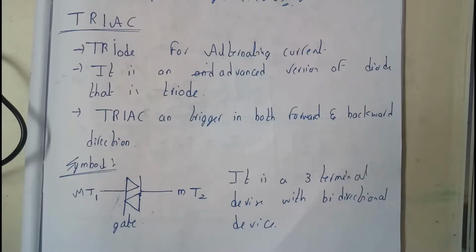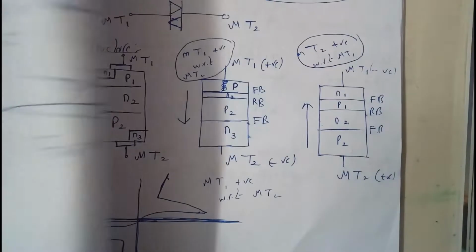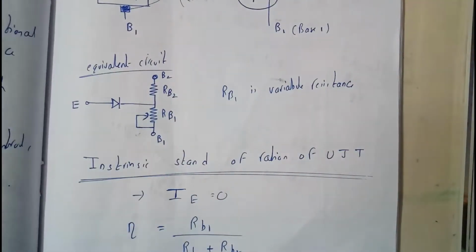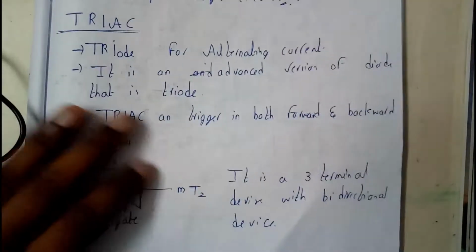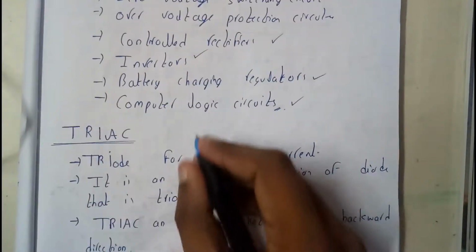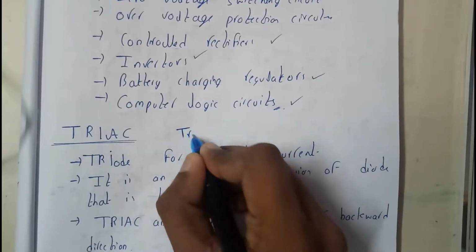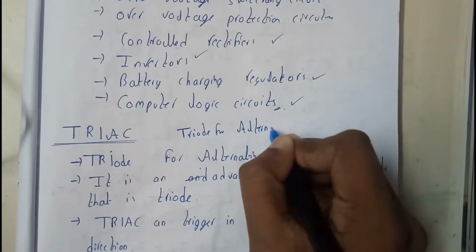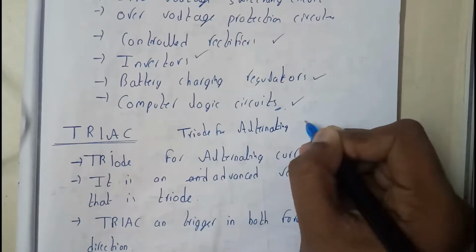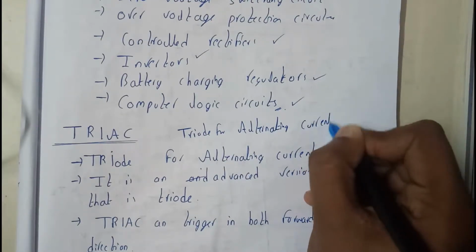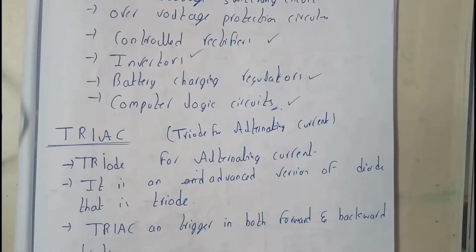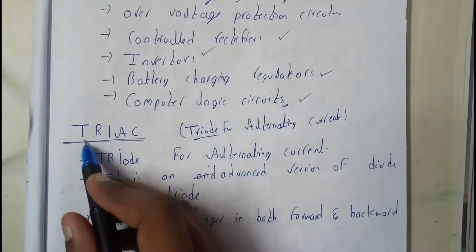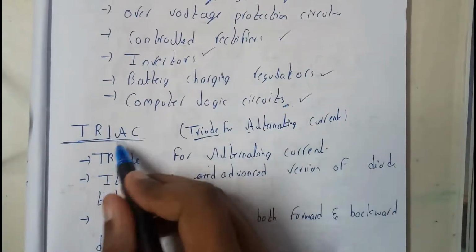So I hope everyone is familiar with this word. Basically, triac is nothing but triode for alternating current. I think I didn't write it here. So it is a triode for alternating current. You need to remember these full forms guys, those are really important. If you observe the first word, triode, these three words are covered right there, and AC.